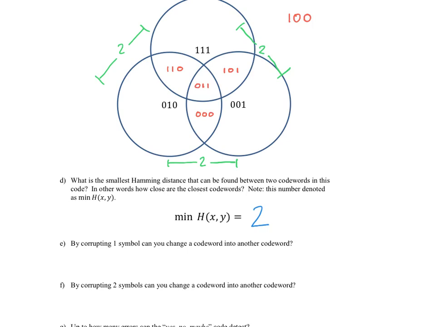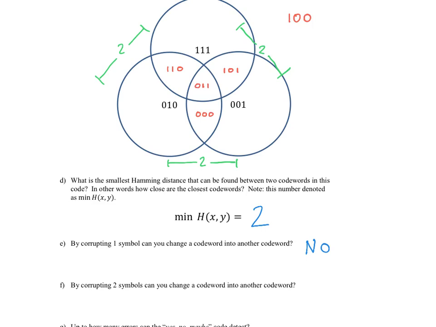So now let's ask ourselves some questions. By corrupting one symbol, can you change a code word into another code word? So the answer there is no. If we just travel a distance of 1 away, so if we start in the middle of our circle and we travel a distance of 1 away, we end up inside of that circle. That will not land us on top of another code word. That is how we get successful error detection.